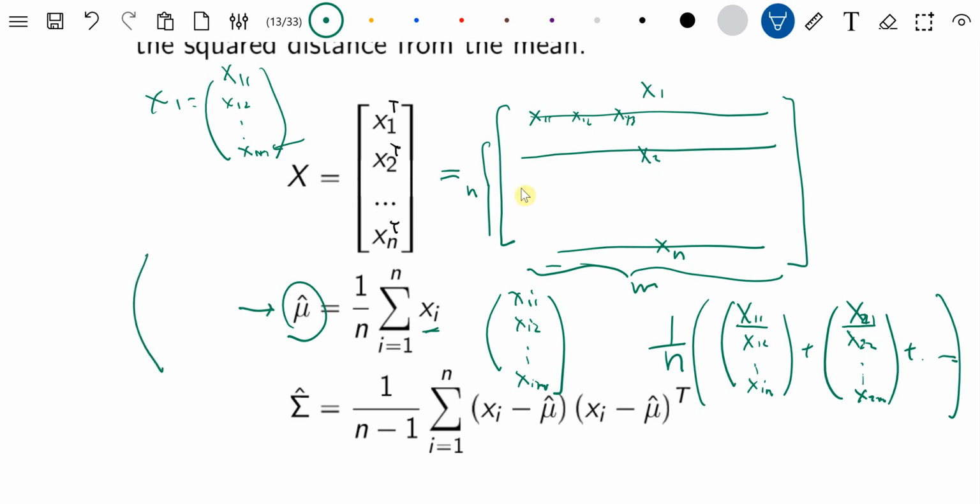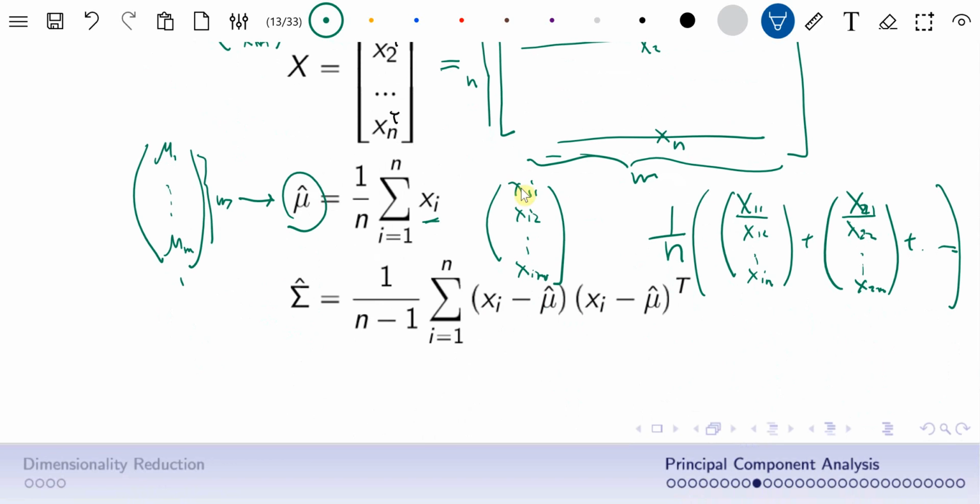So that vector is mu1 until mu m. So it's a 1 by m vector. So the last and most complicated part is the covariance matrix. This sigma hat is the estimated covariance matrix.